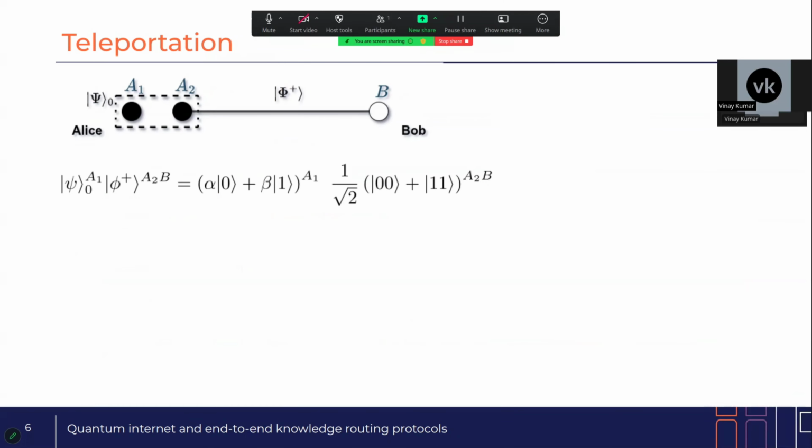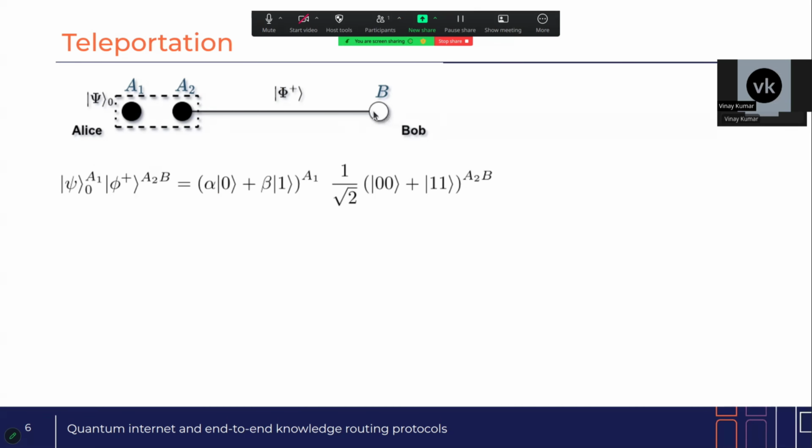Teleportation is basically the transfer of a random quantum state, which is prepared at a certain station, to a station which is far away, without just sending it through optical fiber itself. So assume we have two stations. The first one is Alice, the second one is Bob.